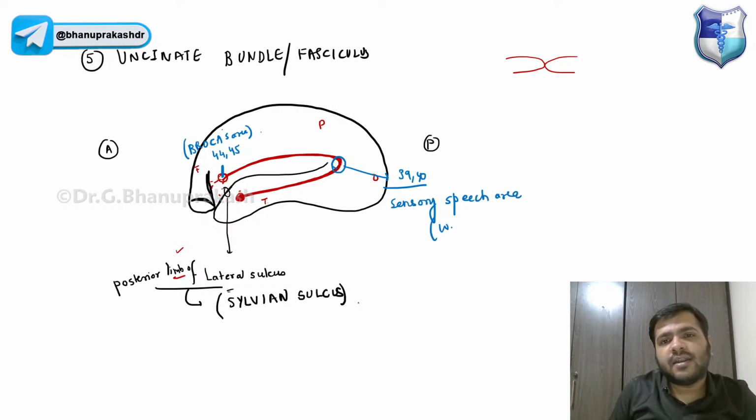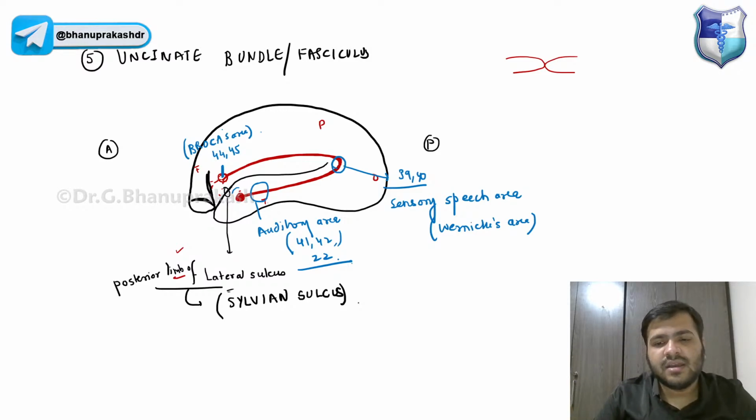Okay, that is also called the Wernicke's area. Wernicke's area. And further, it basically connects to the auditory area. Auditory area, and you already know it is 41, 42, 22, the auditory association areas, right? So it is connecting this Broca's area to the auditory area via the sensory speech area. So it is connecting these main important areas together.